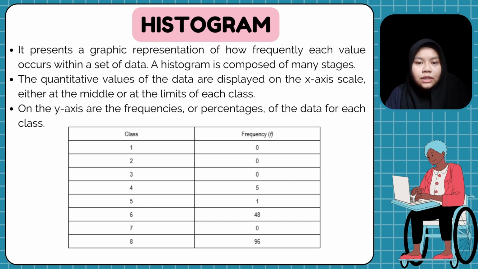First of all, the quantitative values of the data are displayed on the x-axis, either at the middle or at the limit of each class. On the y-axis are the frequency or percentage of the data for each class. The bars in the histogram should start and end at the class boundary rather than at the limit of the class set. Also, the bars must be near one to each other.